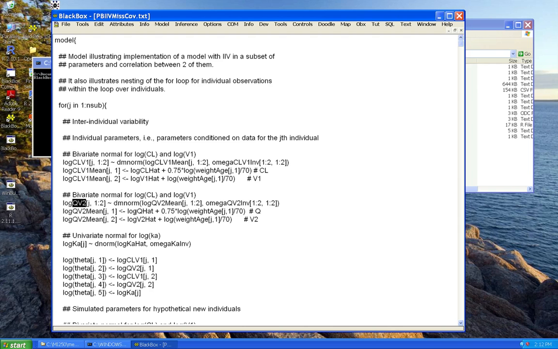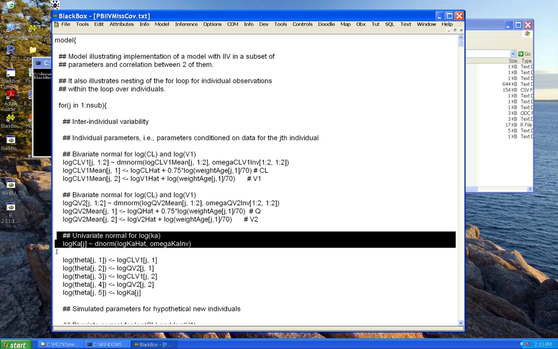And there where I had clearance hat before, I've now got Q hat here, and where I had V1 hat, I now have V2 hat here. So otherwise it's the same as before. The dependence upon body weight we had assumed was the same particular sort of allometric scaling strategies as we did for clearance and volume of distribution, so that doesn't change. And then finally we have our univariate normal here for the absorption rate constant. So there's not much different there.